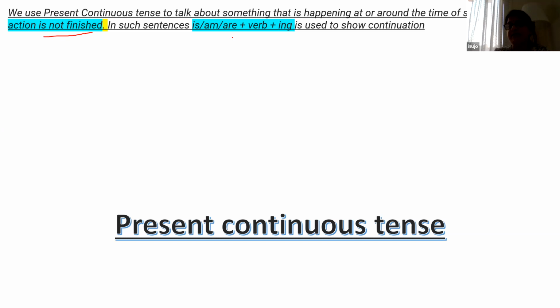Now how do you use this? How do you identify this present continuous tense? It is very easy. In such sentences, there is is, am, are plus verb plus ing. That means, I am coming. Come is your verb, C-O-M-E, plus ing. So I am C-O-M-I-N-G, I am coming. Whenever you see the format is, am, are plus verb plus ing, it is a present continuous tense.